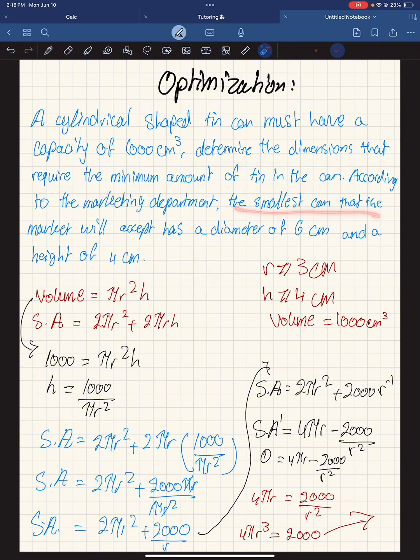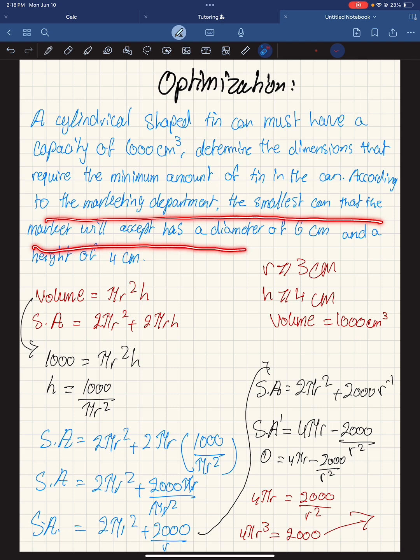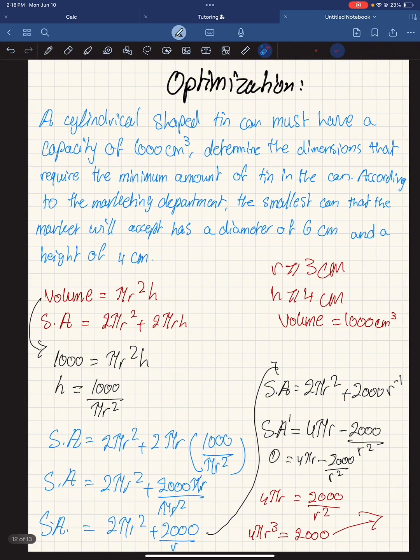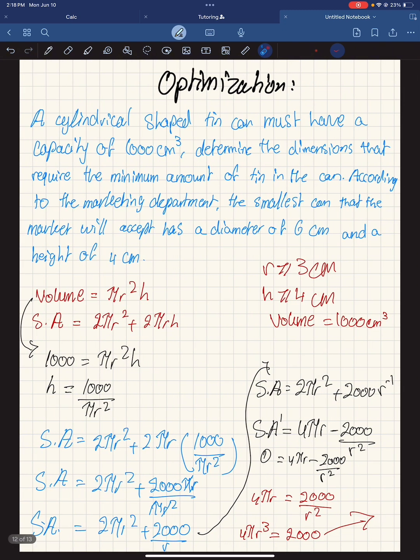According to the marketing department, the smallest can that the market will accept has a diameter of 6. So if that's the smallest, that means the radius has to be bigger than or equal to 3. And a height of 4 centimeters. And that means that the height has to be greater than or equal to 4.